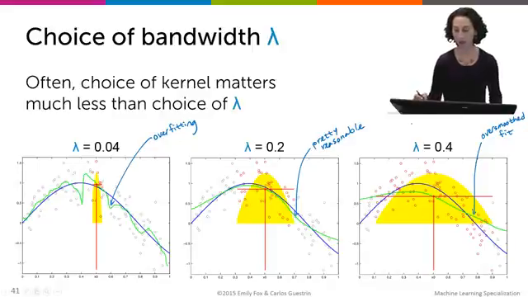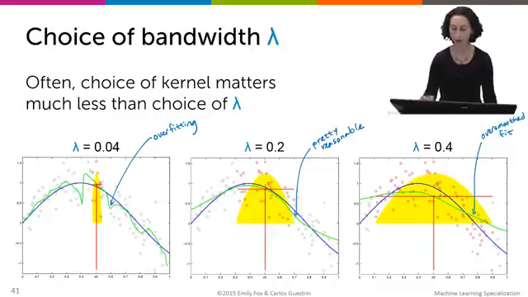Versus over here for a very large bandwidth, it's the opposite. I have very low variance as I'm changing my data. I'm not going to change the fit very much, but high bias, significant differences relative to the true function, which is shown in blue.